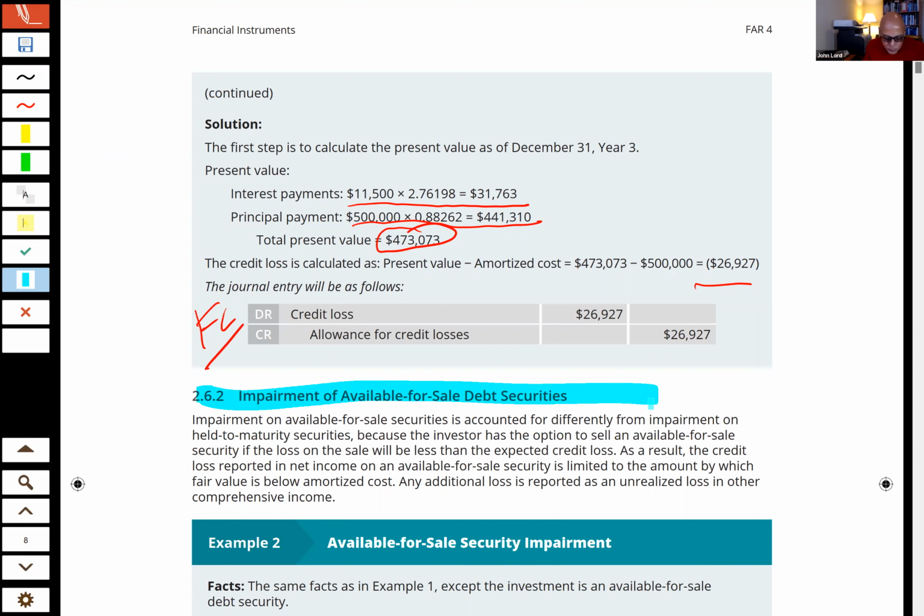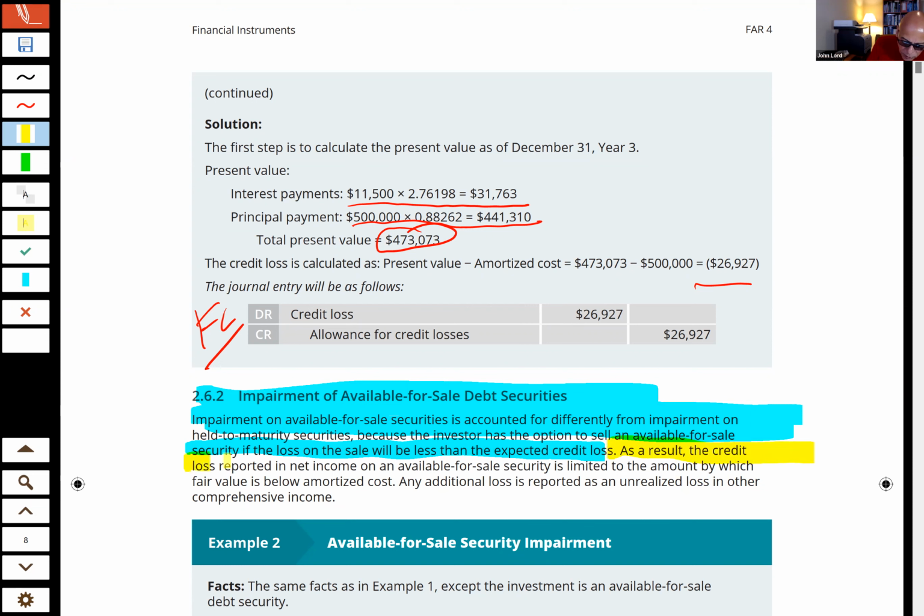Okay. So what happens? You take a look, and they tell us that impairment on available for sale security is accounted for differently than held to maturity, because the investor has the option to sell an available for sale security if the loss on the date will be less than the expected credit loss. As a result, the credit loss reported on the net income on the available for sale is limited to the amount by which the fair value is below amortized cost. Any additional loss can go to other comprehensive income.